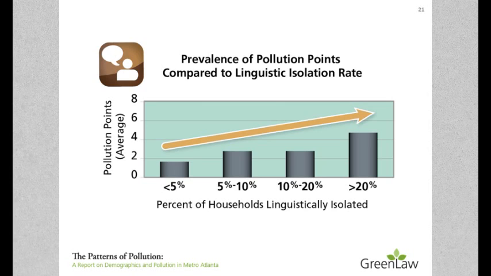And this was an interesting finding to me, as I hadn't necessarily thought of environmental justice in terms of linguistic isolation, and that brings up questions of the types of notices that are sent out to these communities when new pollution sources are being cited, and how we as attorneys are communicating with the communities.